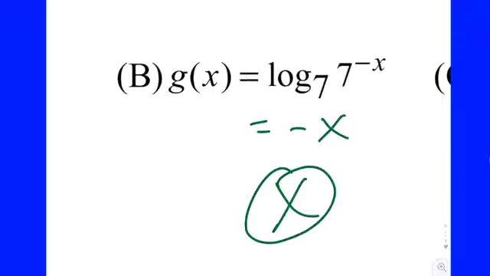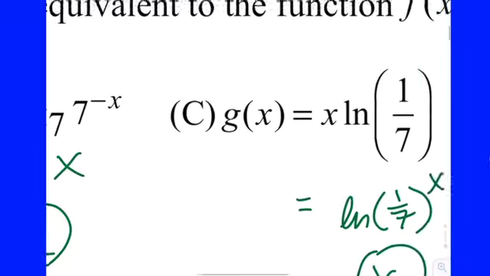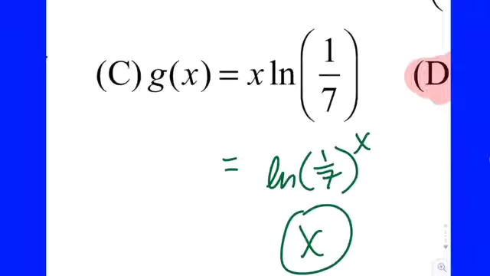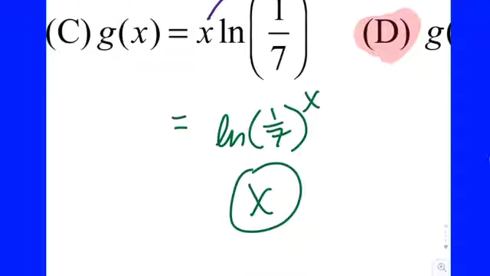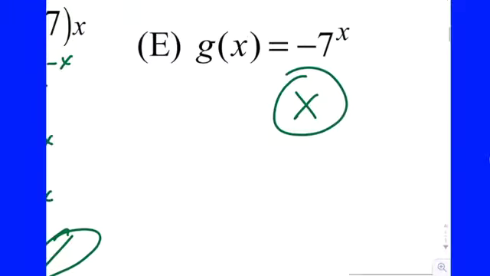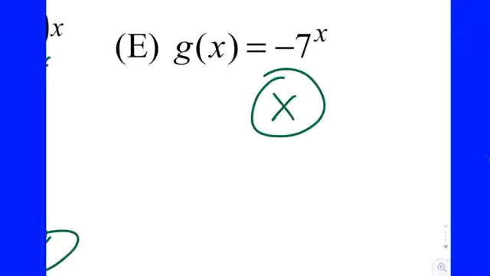That's linear with a negative slope, so that's not going to work. Letter C, if I bring the x that's out front back up to the top, then that becomes natural log of 1/7 to the x. Well, is 1/7 to the x the same as natural log of 1/7 to the x? No, because taking the natural log of it has an effect on it, and it's keeping it the same. So that's not it. If you looked at E, -7 to the x, no, that's not 1/7.